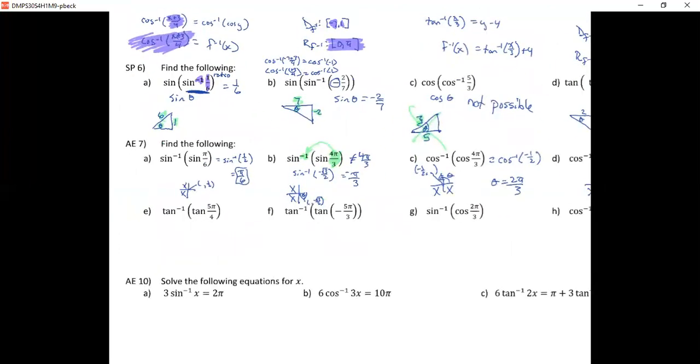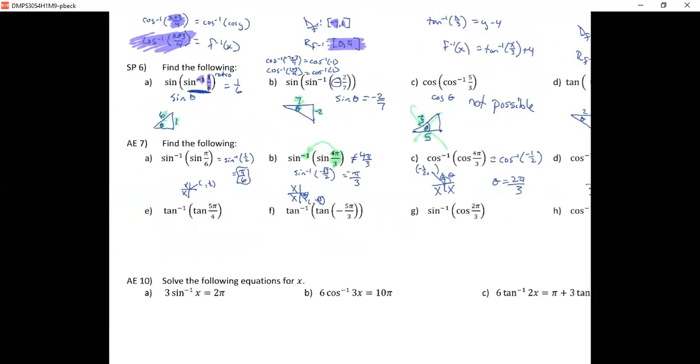For E, the inverse tangent of the tangent of 5 pi over 4. The tangent of 5 pi over 4 is +1, not -1. Now the inverse tangent of 1 says what angle in quadrants 1 or -1 give us a slope of 1. And that answer is that angle, pi over 4.